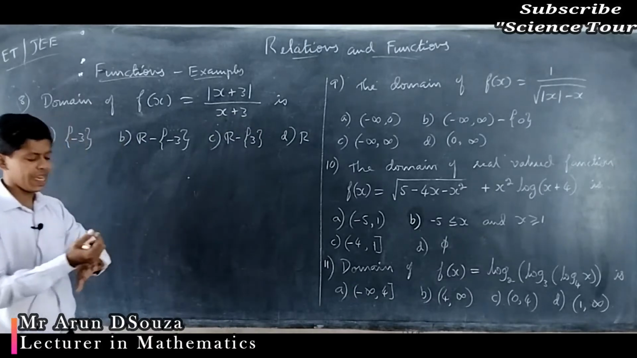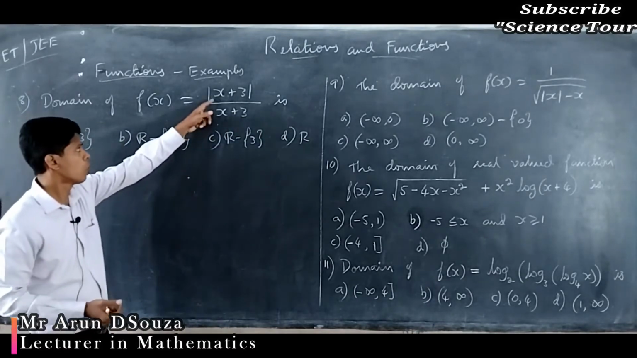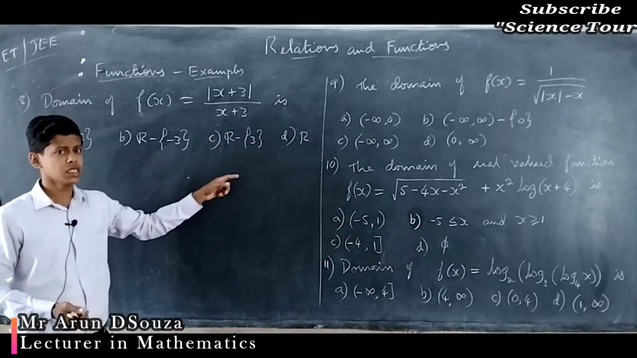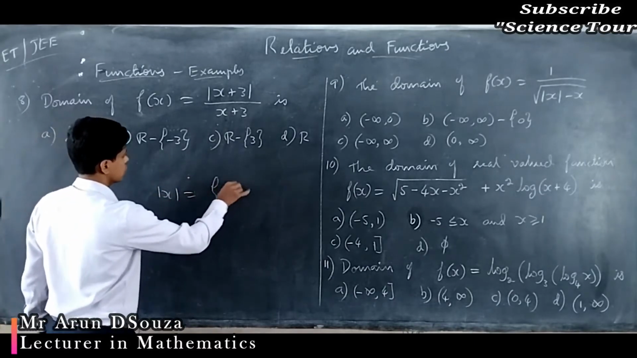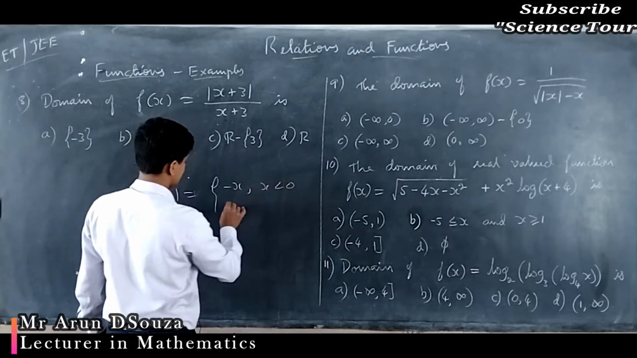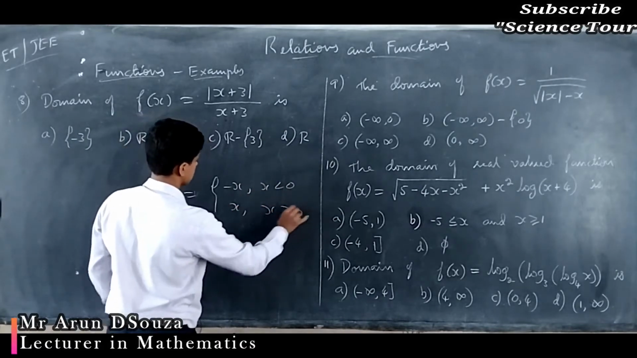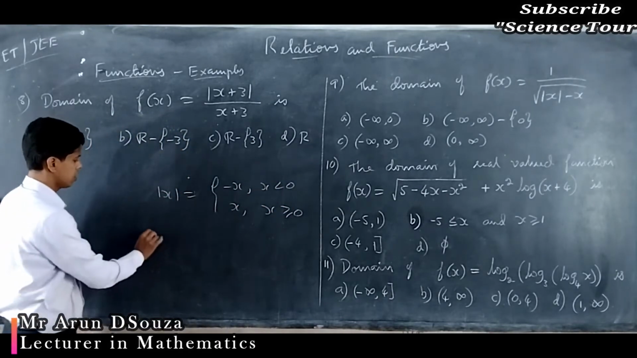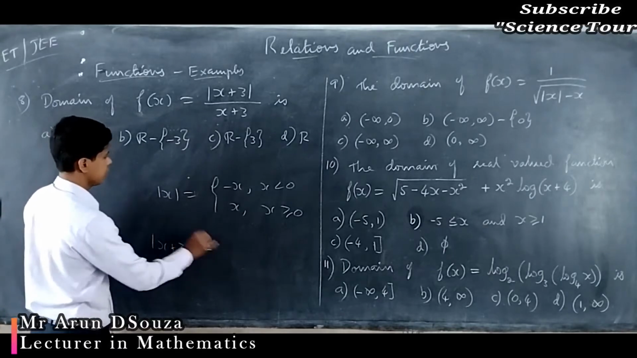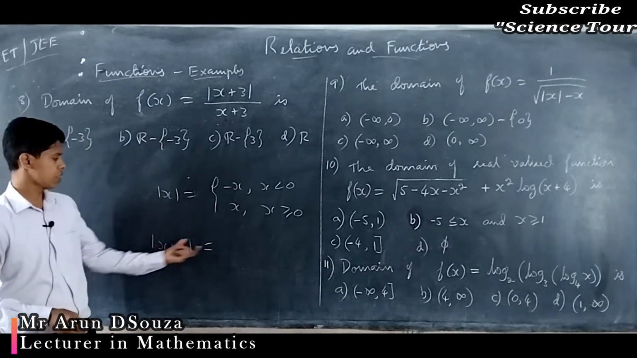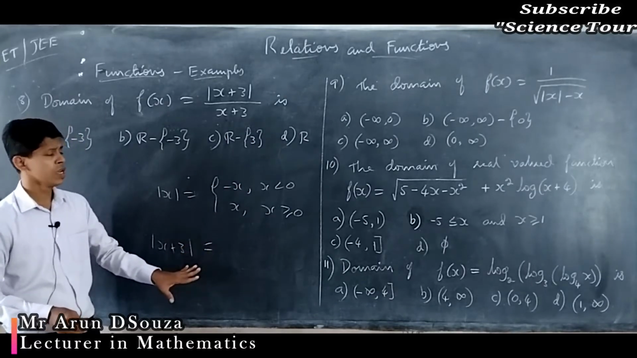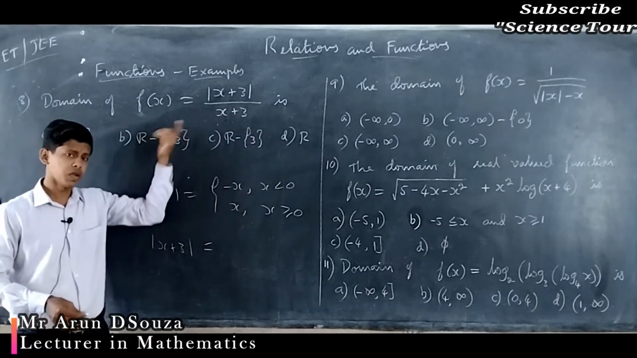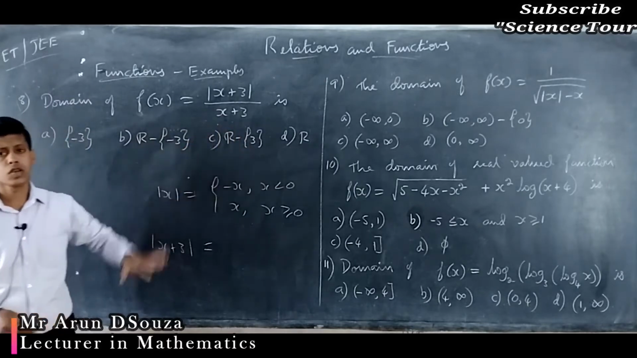So you can write the modulus function and separate it into 2 branches. You can do this, but it is not necessary for this particular question. Similarly, you can write x plus 3, and minus of x plus 3 if x plus 3 is less than 0, and so on. You can do that, and then you can divide and simplify the function, and then you can understand the domain easily.